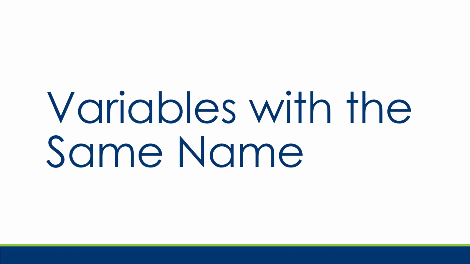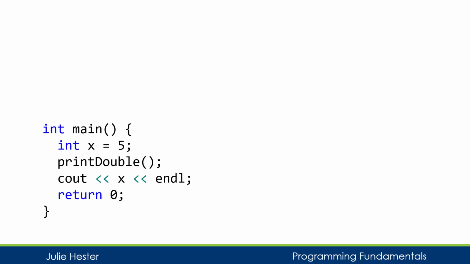So what happens when we have variables created with the same name? Well, in this first example, I have a main function where I created variable x, an integer variable, and initialized it to 5. I'm going to call a function, and then after the function returns, display the value of x, which will be 5.